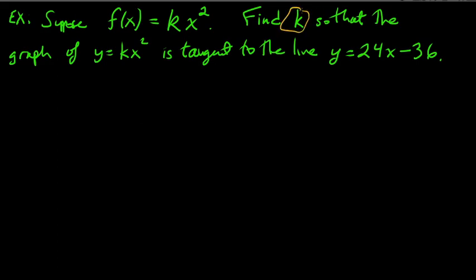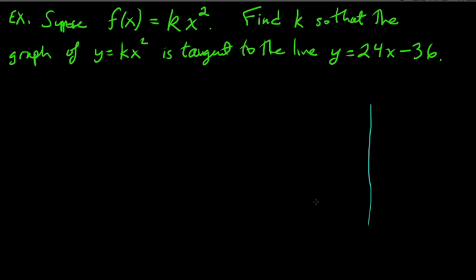K is just a coefficient here. So what is k going to be? Is it going to be 5x squared, 12x squared, negative 3x squared? What is this k here? Well, maybe before we tackle this, let's see if we can describe what's happening here.